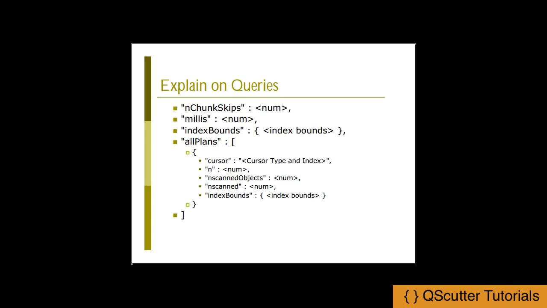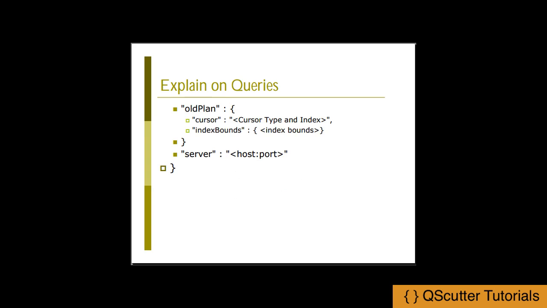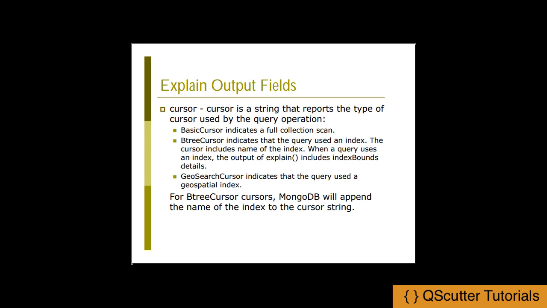Then we move on to nChunkSkips, which is a number, millis, which is a number, indexBounds, which is an object of index bound parameters, and allPlans, which has got options for the cursor, nscannedObjects, and the allPlan, which specifies the cursor, the index bound, and the server to which it is connected.